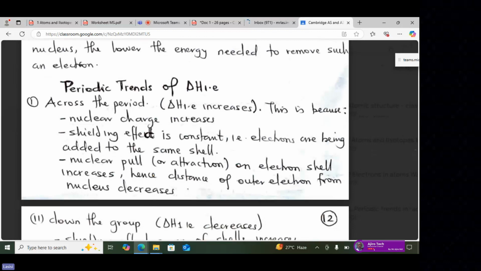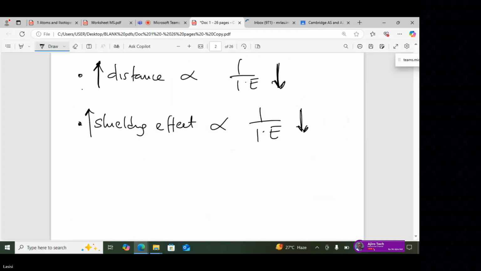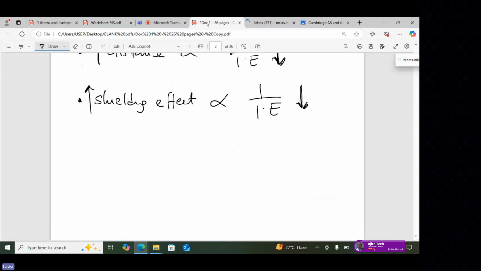Do you agree? Do you understand that? Yes. Look at it. Lithium 2,1, beryllium 2,2, boron 2,3, carbon 2,4. It doesn't change. Is that okay?